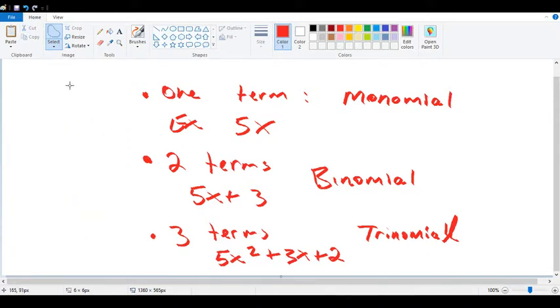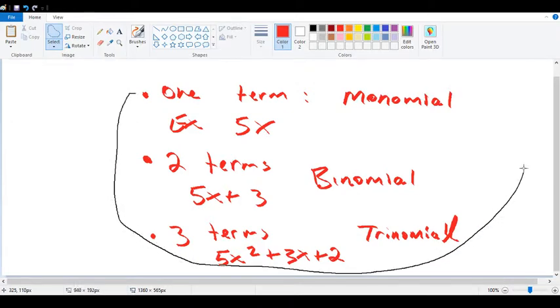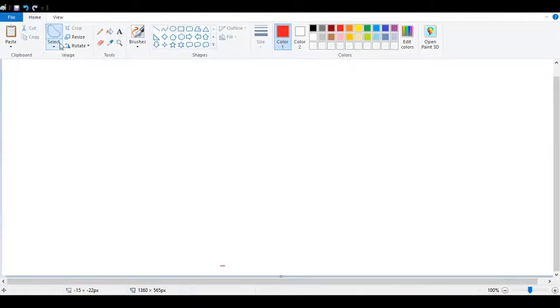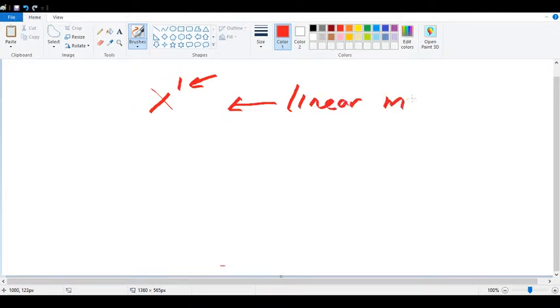Now, when I consider the actual degree, such as x to the first, well, I know this is a monomial, but looking at the actual degree, this is a linear monomial. If I have x to the second, the actual degree, this is called a quadratic.